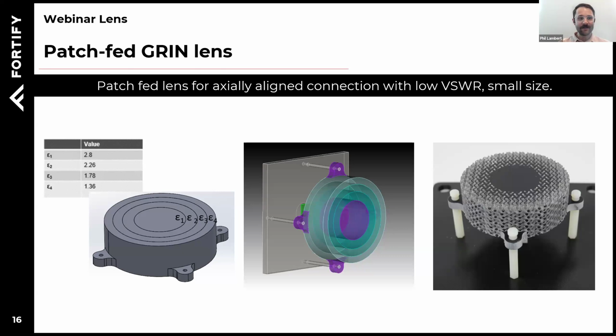But the last item I wanted to touch on here is this patch-fed grid lens. This patch-fed grid lens is a lens that Daniel and I have been working on. It's designed with very low VSWR and very small size, but to be competitive in gain with a standard horn antenna. And this is a great test vehicle.